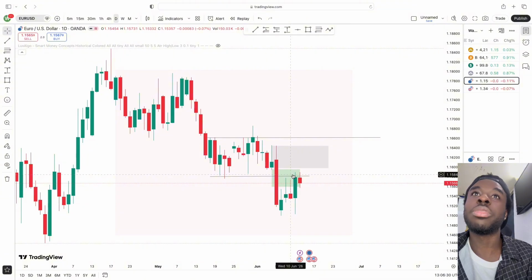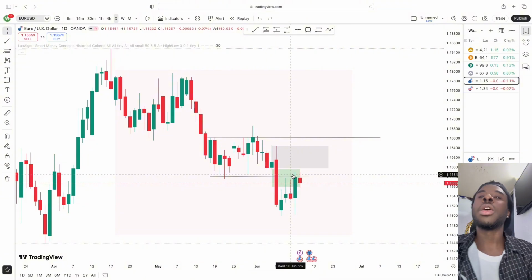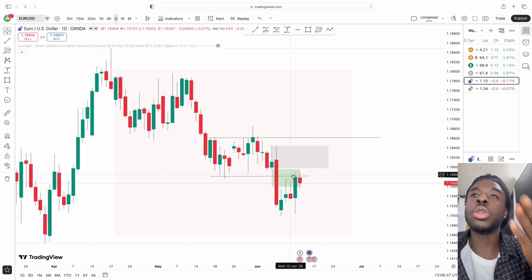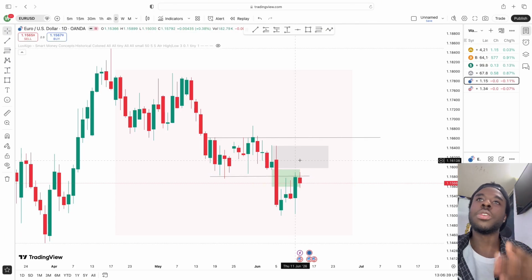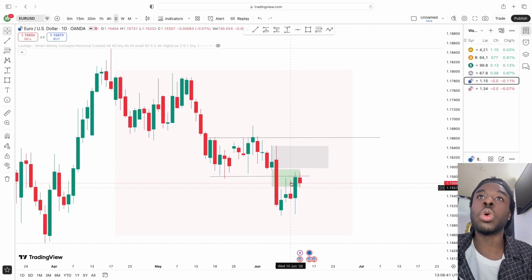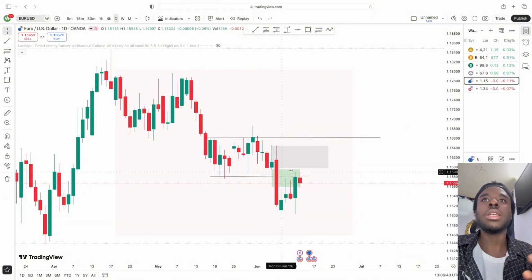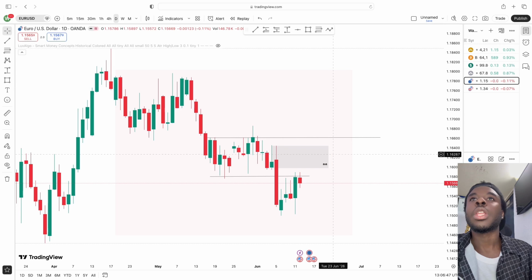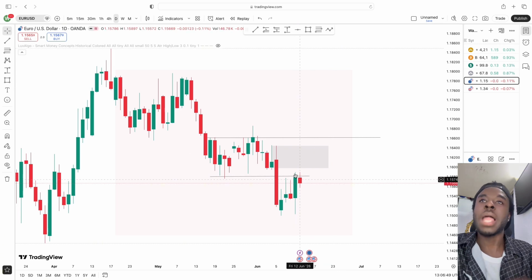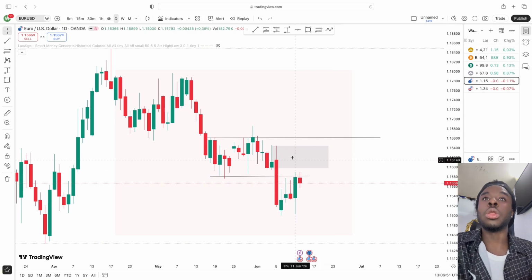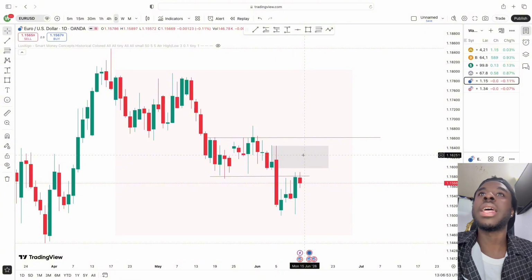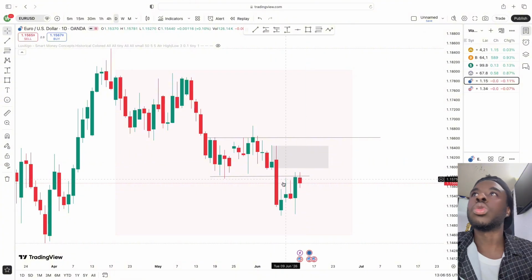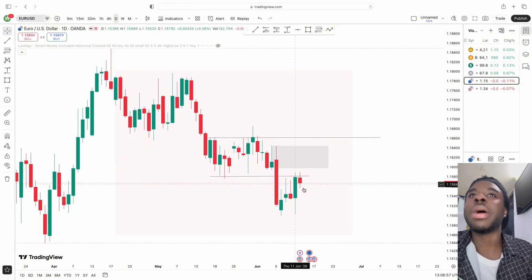Now we can see that price is also in the fair value gap. So like I said, depending on your strategy, if you are a support and resistance trader, you know how to find entry over here. If you are a supply and demand trader, you know how to find entry over here. And if you're a fair value gap trader, you know how to find your entry over here, right? Since I trade supply and demand, everybody that knows me knows that, using one or two confluences, I find my entry.